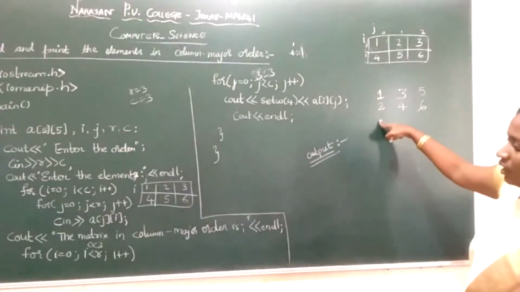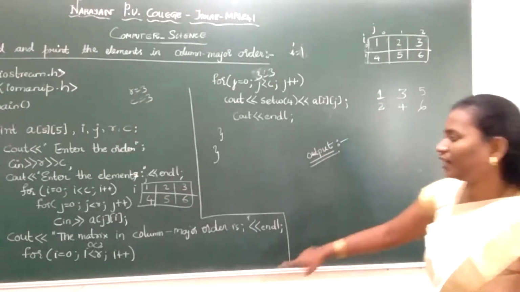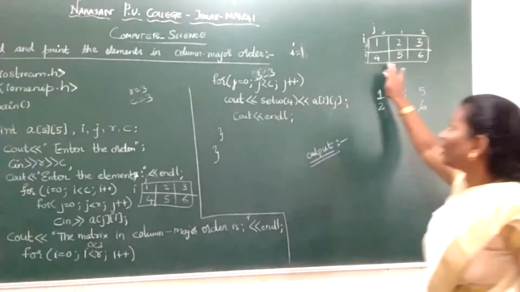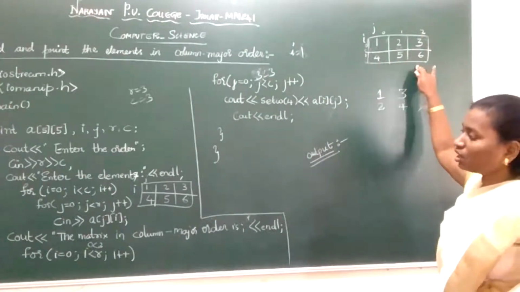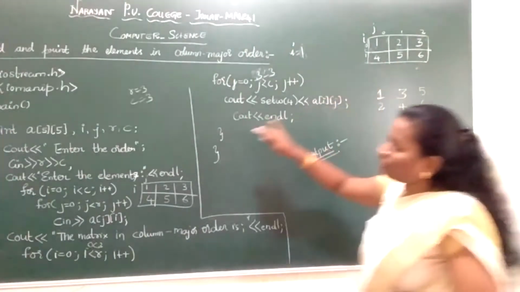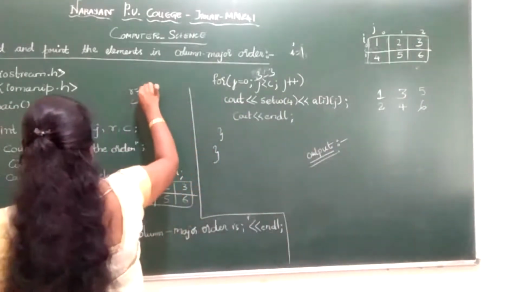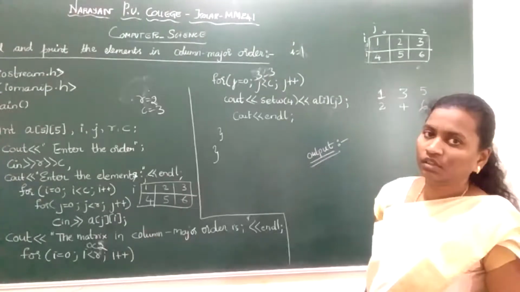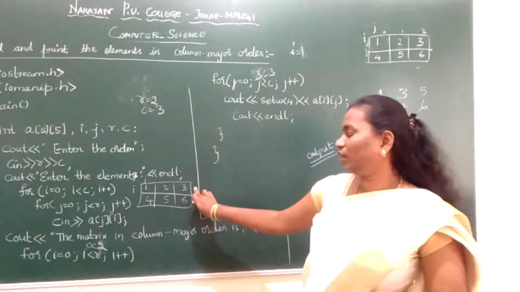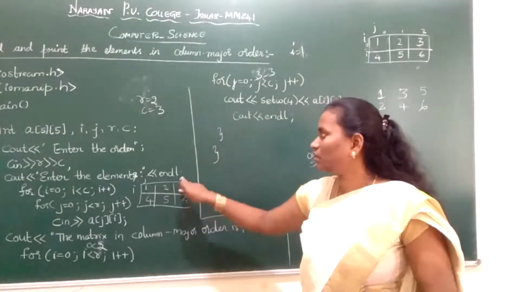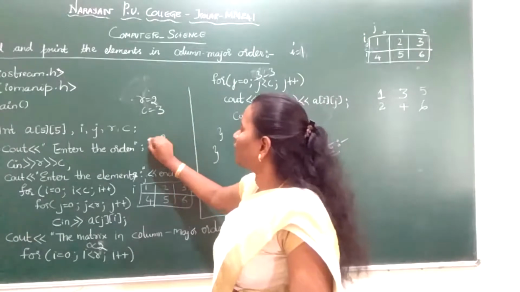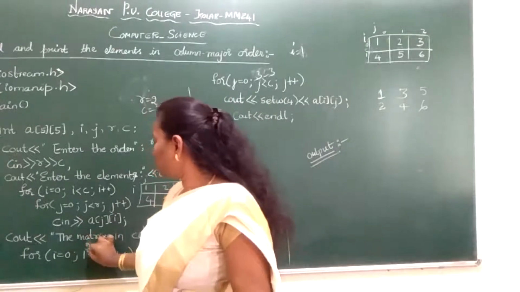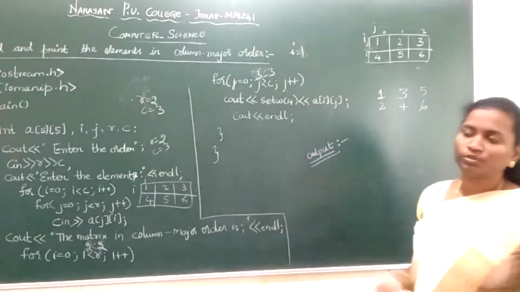Again the condition fails. If I come here, i value will be incremented to 2, but at 2 I don't have any elements. We have only 2 rows. Sorry, this is a 2 cross 3 matrix, so r I should take only 2. While considering in the beginning, we wrote 3 cross 3, but this is not 3. How many rows? 2 rows, 3 columns. So it is a 2 cross 3 matrix, so r value is 2 and c value is 3. When I increment i to 2, 2 is not less than 2. The condition fails, and the outer loop is also finished.